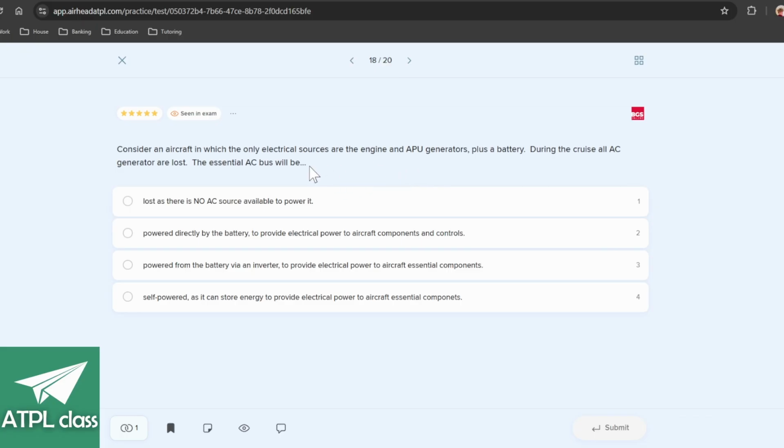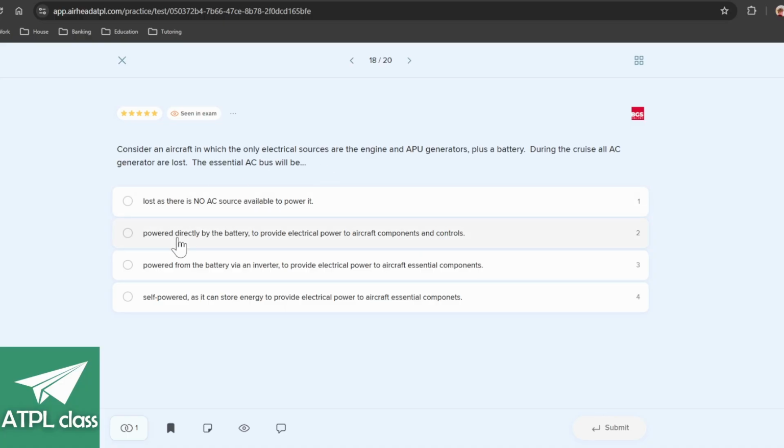But basically, if you lose AC power, all AC generators are lost. So that means that the essential AC bus has to be powered by some DC source, aka the battery. And the battery will use something to convert the DC from the battery into AC for the essential bus, which is going to be a static inverter. So the AC essential bus will be lost as there's no AC source available to power it.